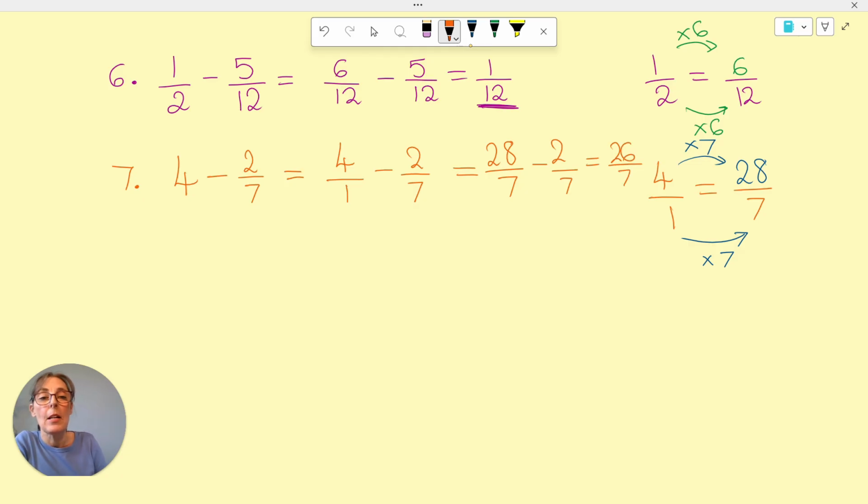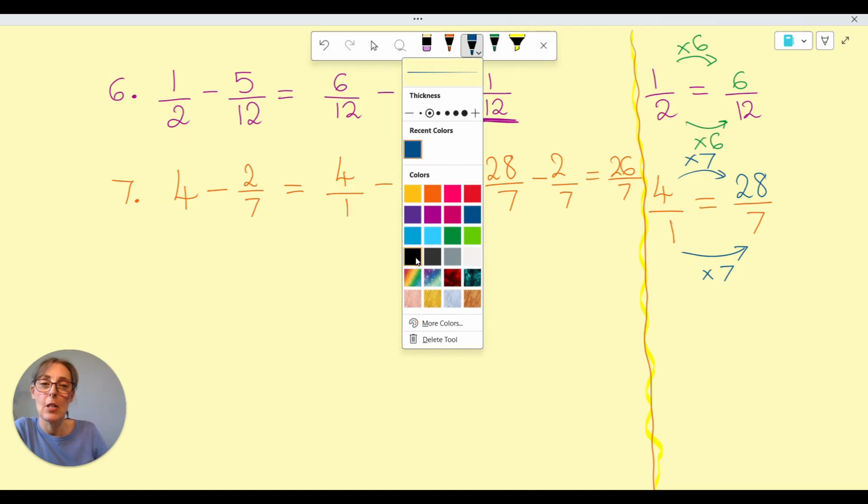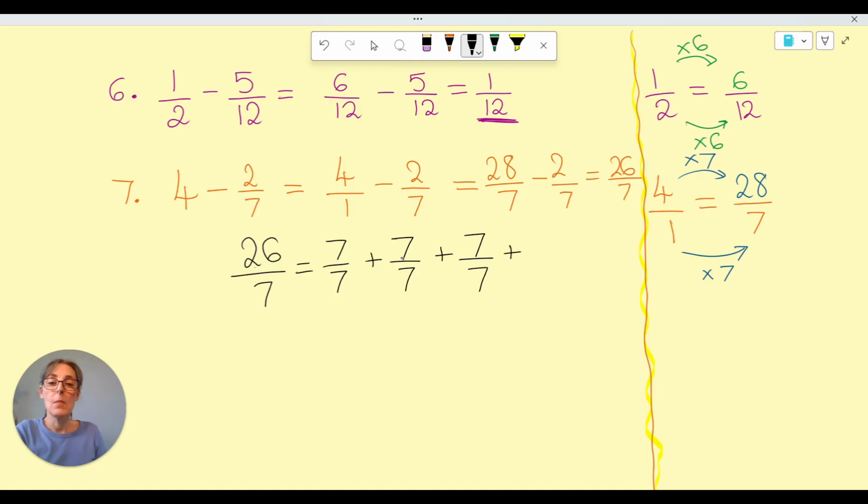Now we've got an improper fraction there. I'm going to do this just to make it a bit more obvious. I'm going to play around with this fraction now. We've got 26/7, and that's the same as saying 7/7, and then that's 14/7, and this is 21/7, and 21, 22, 23, 24, 25, 26/7.